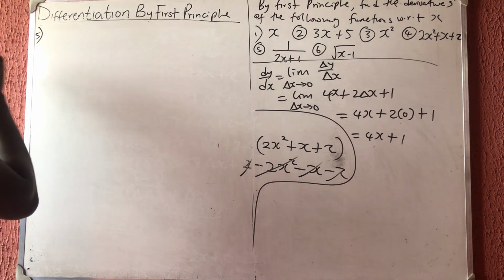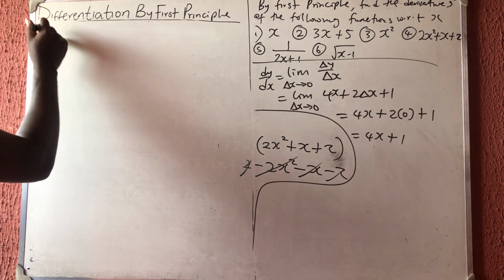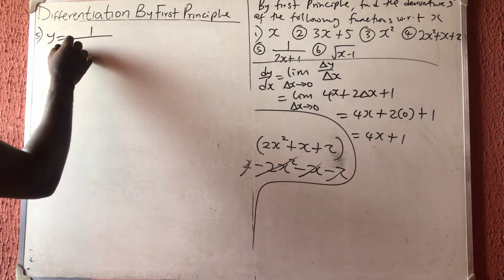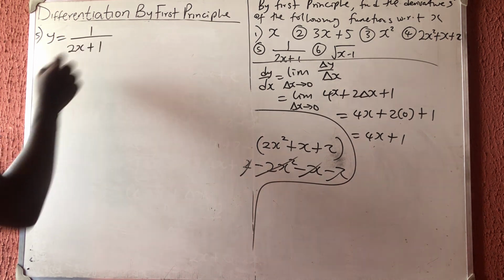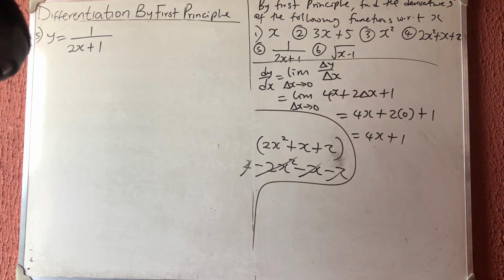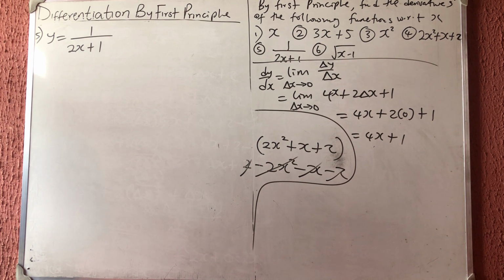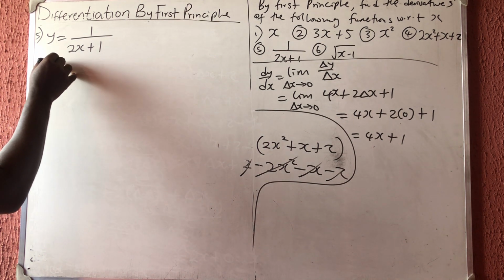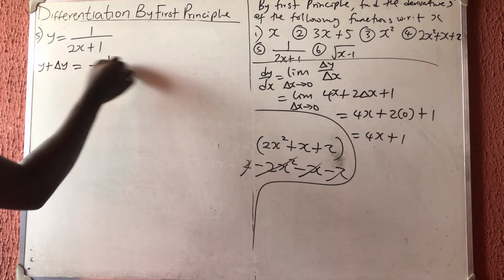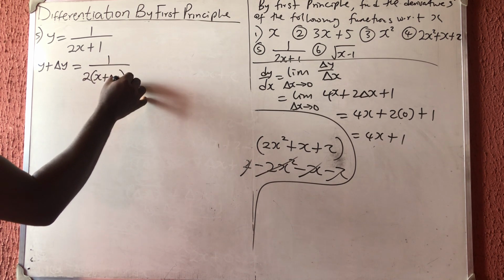Question number 5. Question number 5 said y is equal to 1 over 2x plus 1. All right. The same thing is applicable. There is nothing else to do, just to add change in x and change in y to anywhere you see y and x. So I'm going to have y plus change in y is equal to 1 over 2 brackets x plus change in x, then plus 1.